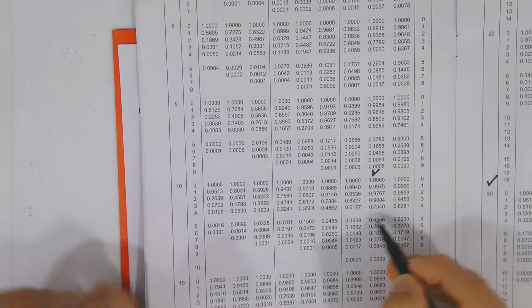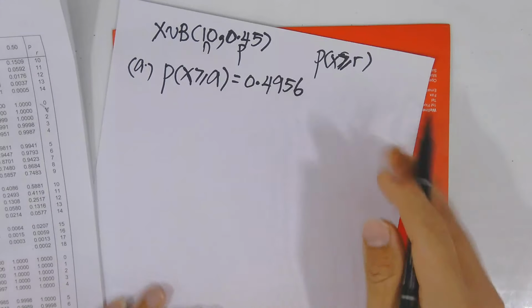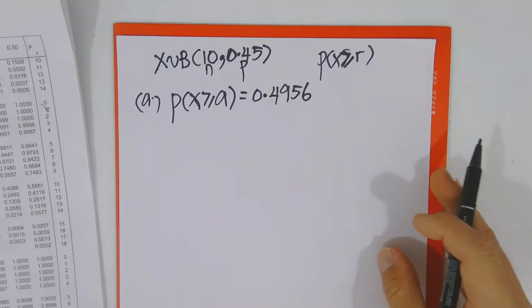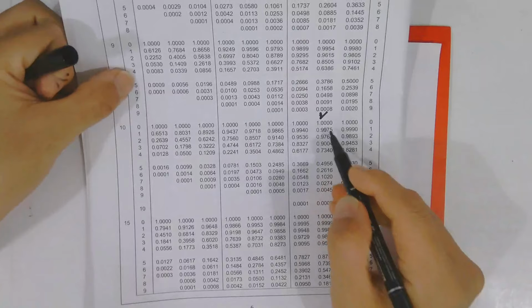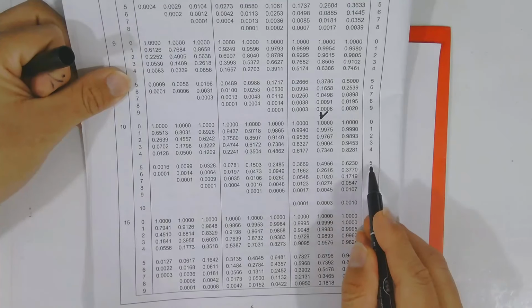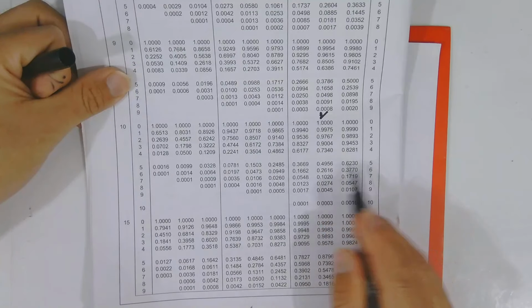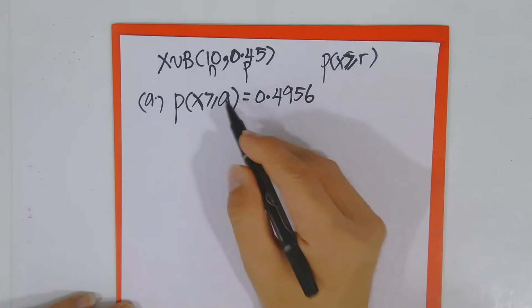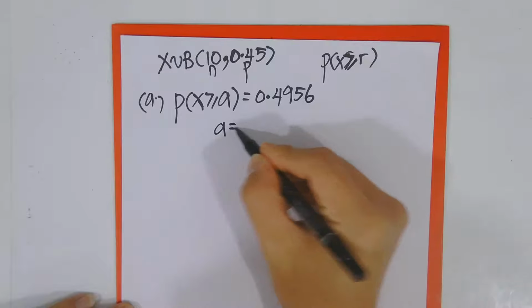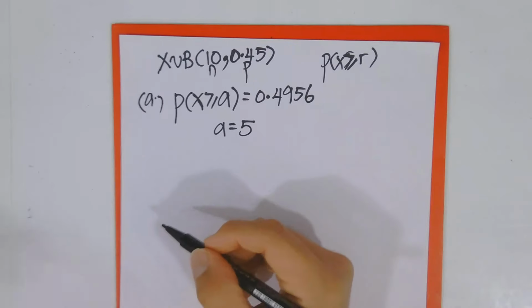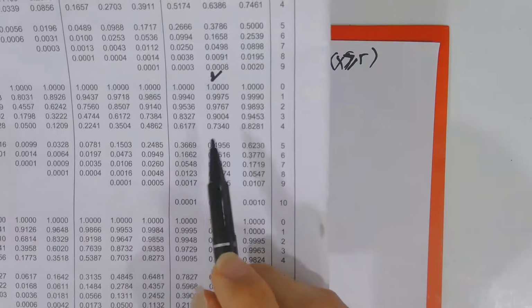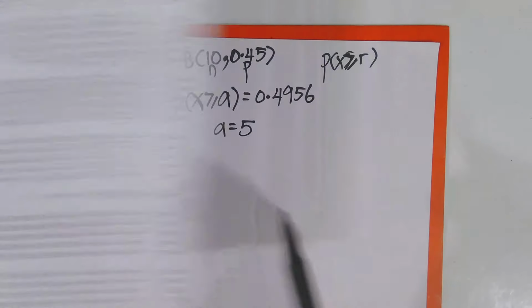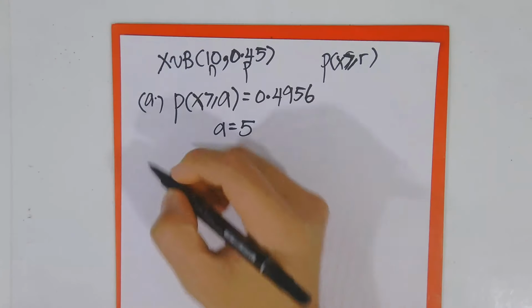0.4956, which corresponds to the value of 5. So it means that the value of A is already greater or equal in this format. So the value of A will be 5. Very simple. The value of A is 5.